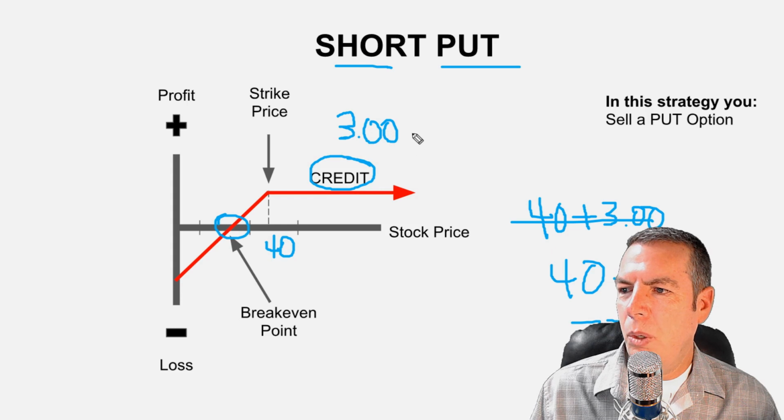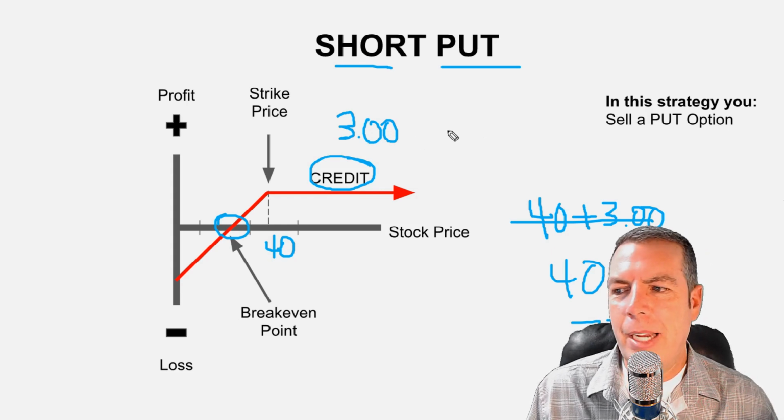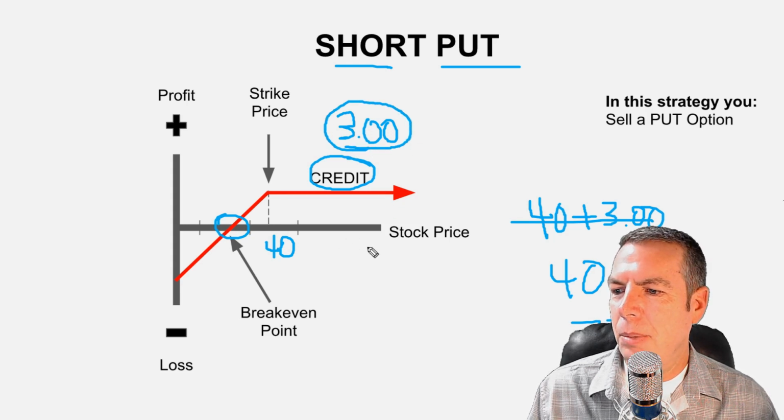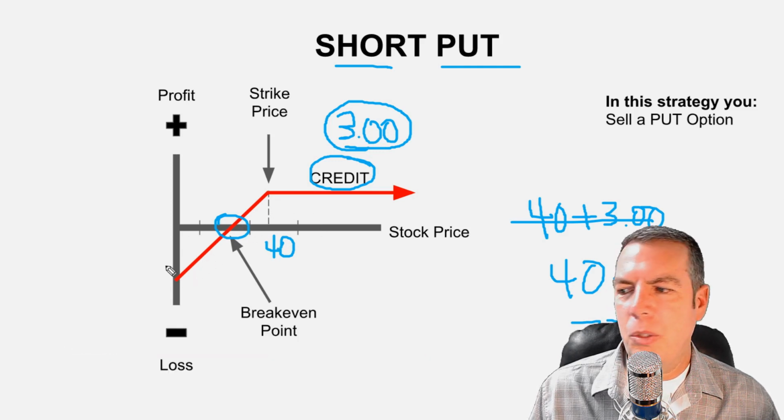And now again, on the short put, the maximum credit that we could receive, or our maximum profit, would be the $3. But the maximum loss in this trade would be the stock going to zero. So whatever strike price you sold, all the way down to zero, would be your maximum loss, only capped by the stock going to zero.